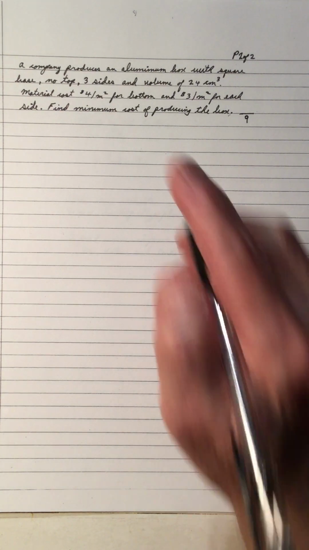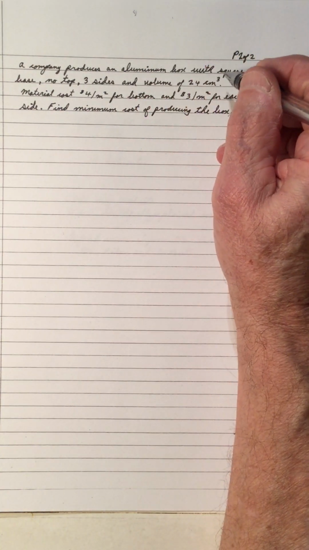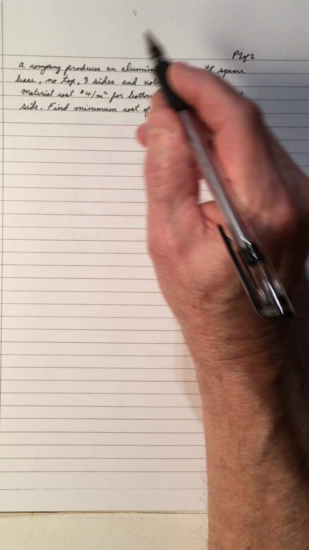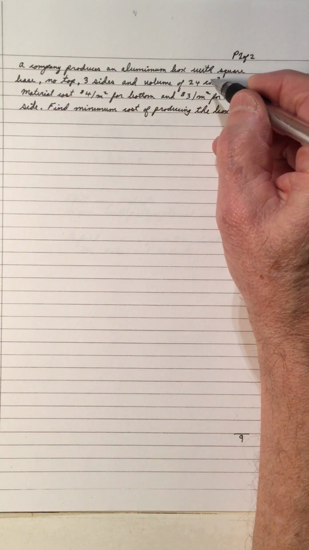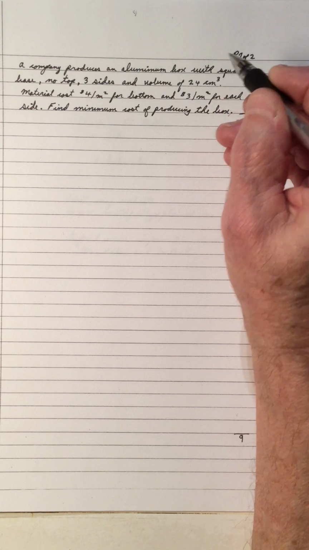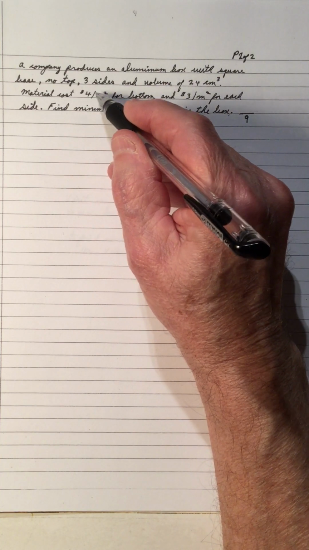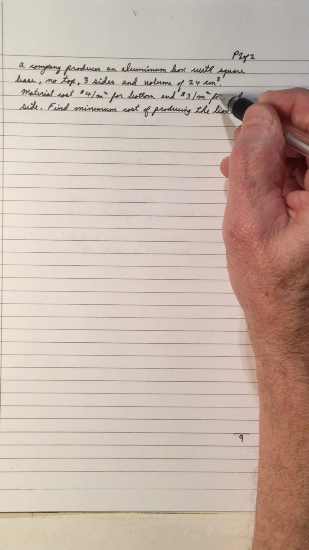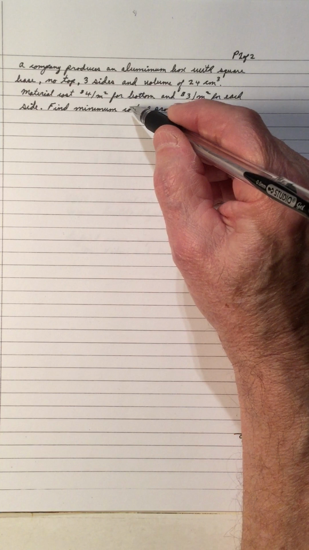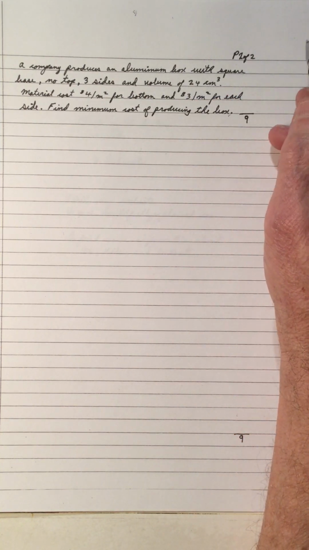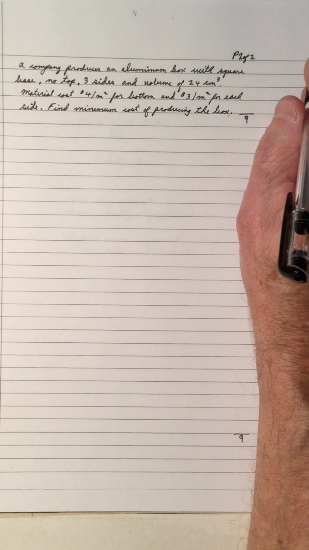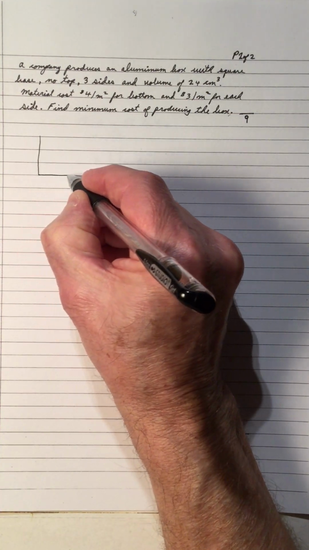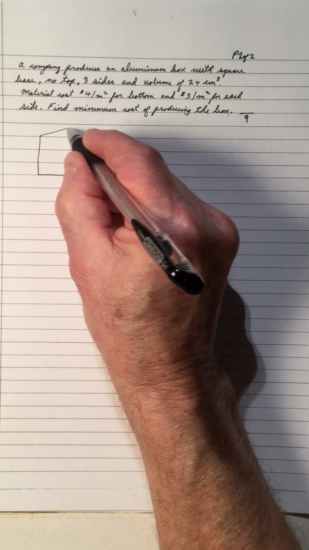The question: a company produces an aluminum box with square base, no top, and 3 sides, and the volume is 24 cubic centimeters. The material costs $4 a square meter for the bottom and $3 a square meter for each side. Find the minimum cost of producing the box. So, producing a box, the box is this shape.